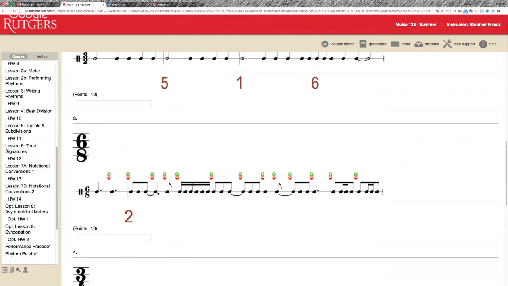1, 2, 3, 4, 5, 6. So here we have 6 16th notes. So 2/16 notes is an eighth. So it's 1/8, 2/8, 3/8. 1, 2, 3, 4, 5, 6. So each one of these groups of 2/16 is worth 1/8.